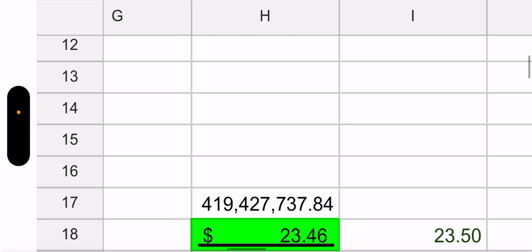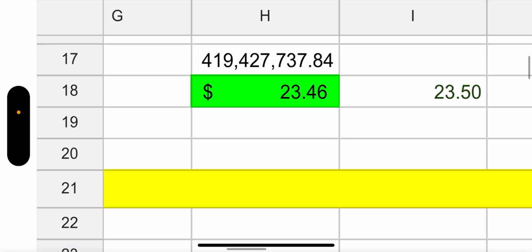But hopefully MSTR does some type of recovery before that synthetic expiration date of next Friday. All right, so net asset value, 419 mil. The NAV is 23.46, trade price 23.50, okay? So that's the update on all 4 funds.